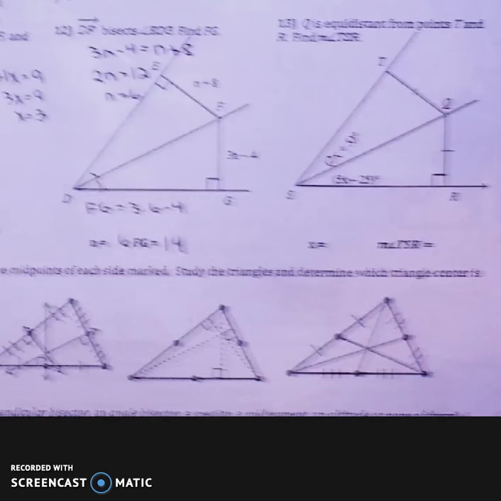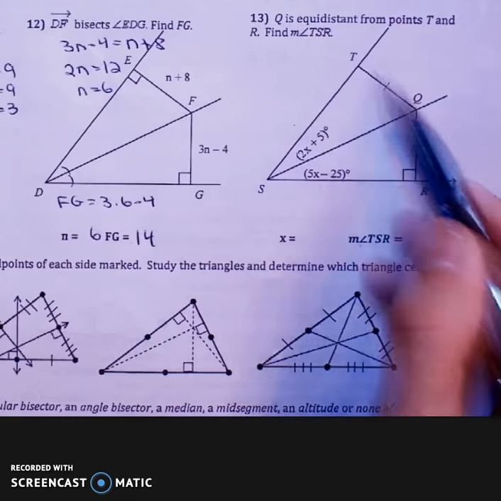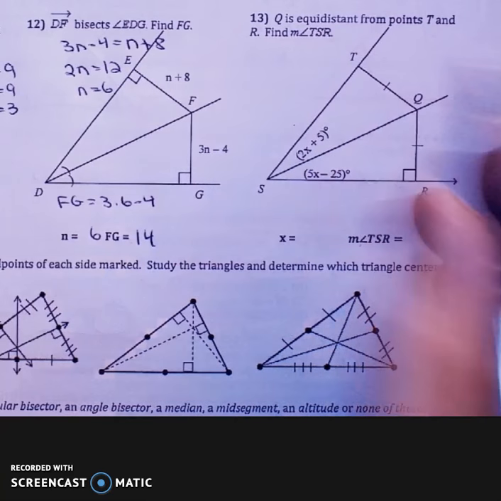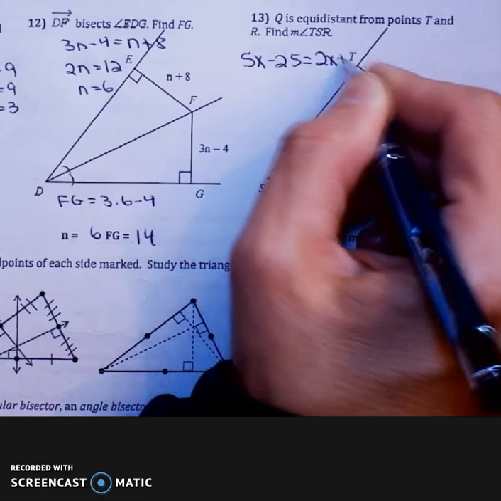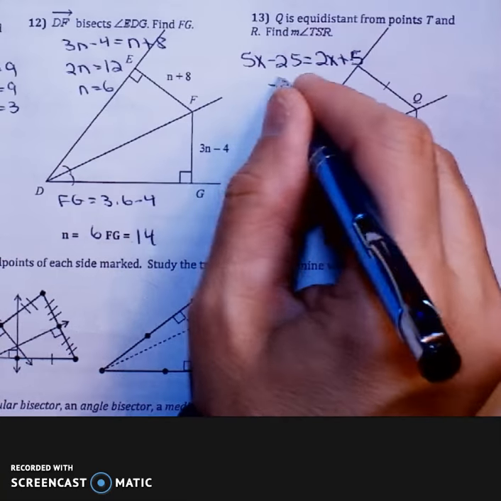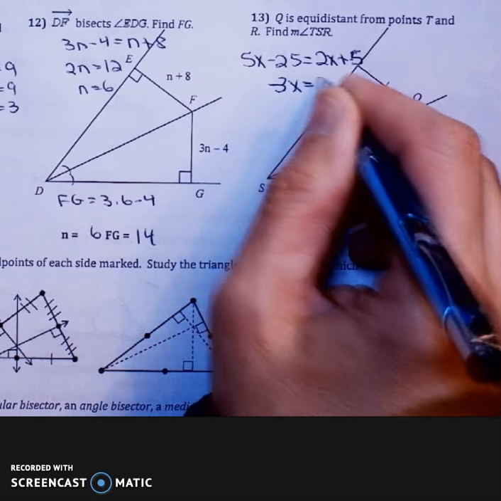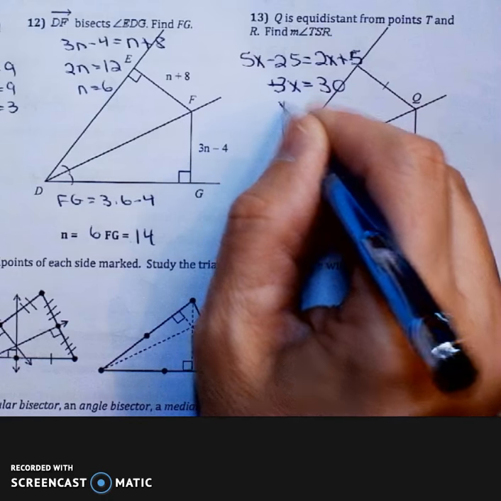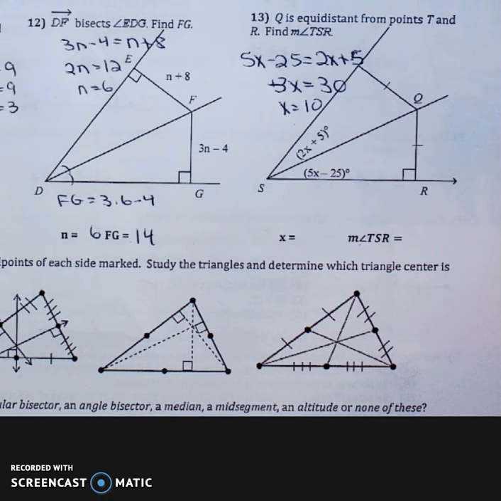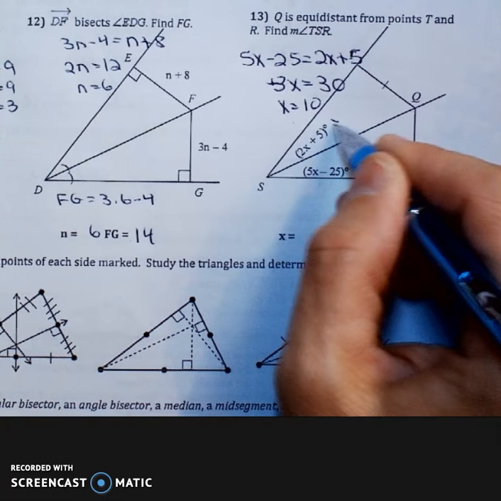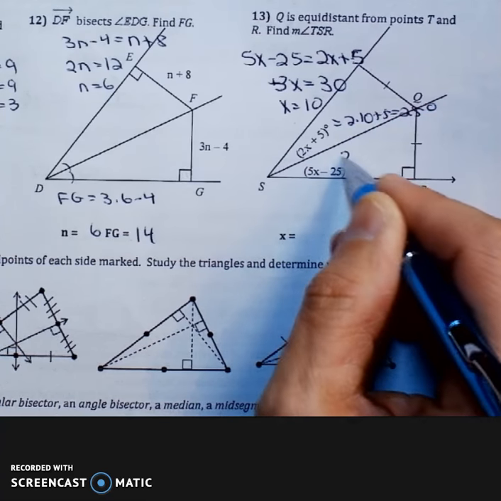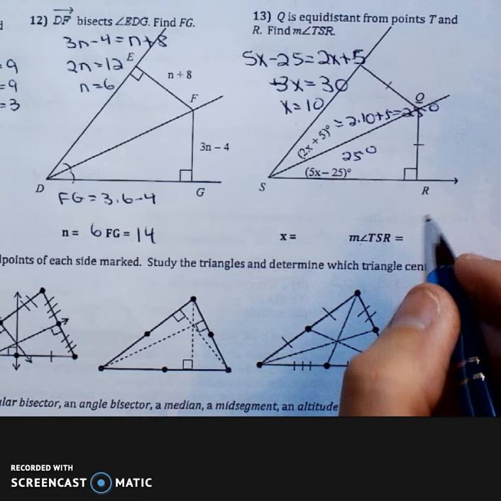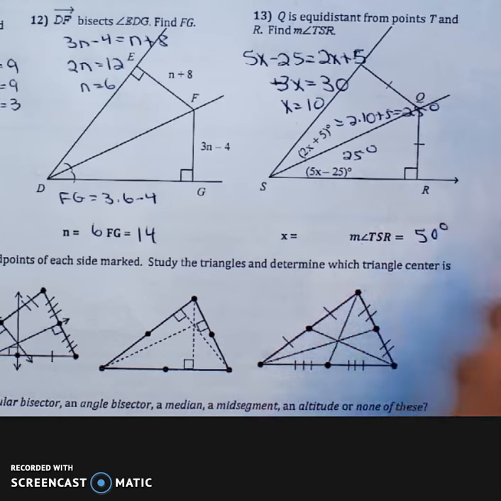Okay, 13 is the converse of what we just said. Because this point is the same distance, that means it's the angle bisector. So we have 5x minus 25 equals 2x plus 5. I'm going to subtract the 2x and add the 5. Finally, I end up with x is equal to 10, and I'm looking for TSR, which is the whole angle. So I'm going to go and find this one first. So 2 times 10 plus 5 is 25. That means this angle is 25, so that means the whole angle is 50 degrees.